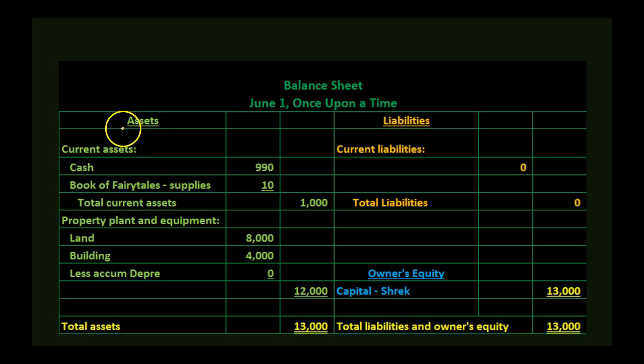So here's the balance sheet. He's got basically his assets over here. We're going to break the assets out between current assets and property, plant, and equipment, the more long-term assets. We're going to assume that this balance sheet is as of the beginning of the movie. I'm just going to say it's June 1st, once upon a time being the year. We don't really know the year. As of that point in time, at the beginning of the movie, I'm going to say he's got cash of $990. Now you might be saying, well, I didn't see any cash.